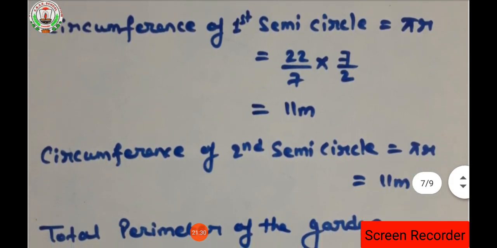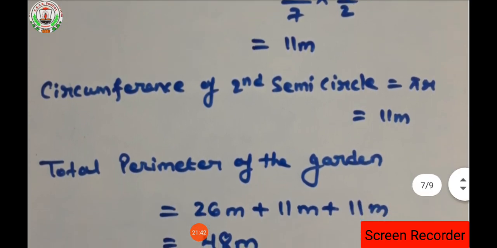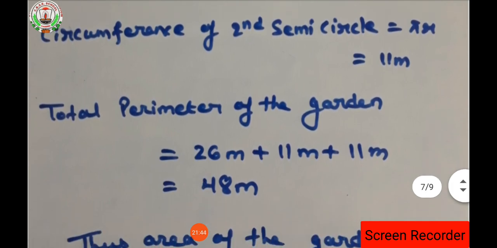Then the circumference of the first semicircle is pi r. Pi means 22 by 7, and r is 7 by 2. So it will be multiplied, and we will get 11 meter. Next, the second semicircle will again be 11 meter.